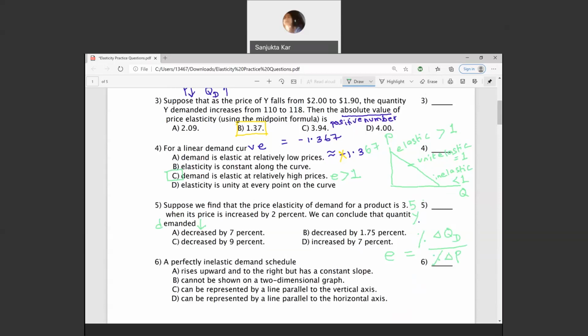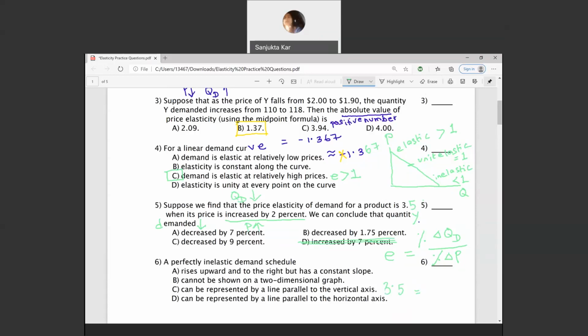The question is asking, we can conclude that quantity demanded should decrease, not increase, because I'm going to see here price is increasing. If price increases, quantity demanded should decrease. So I can take this one out. This is not my answer.